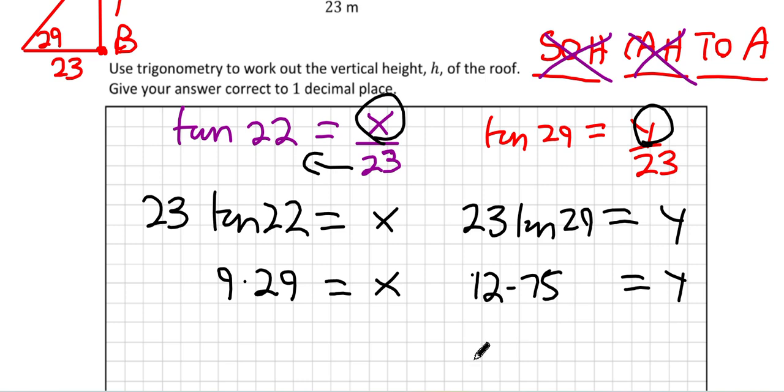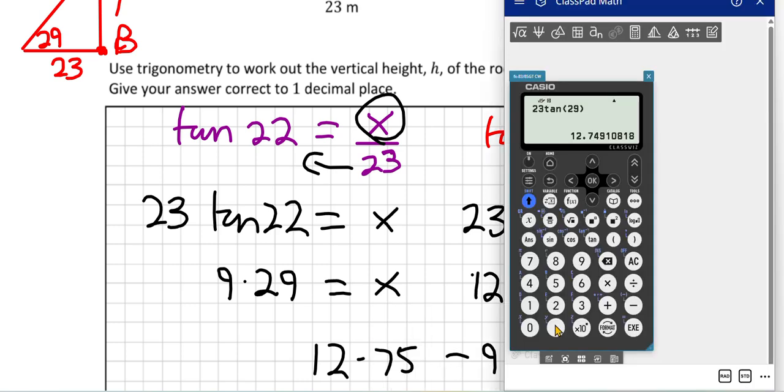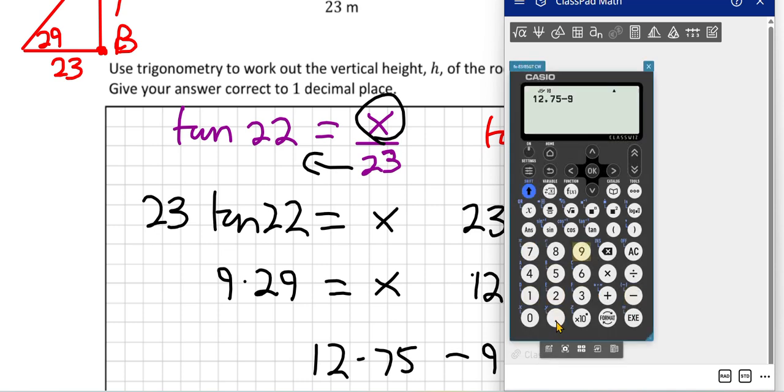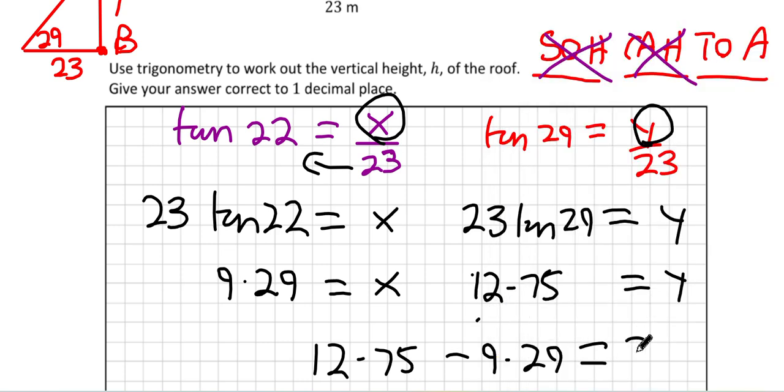What's the difference in height between the two of them? 12.75 take away 9.29. So what you say? 3.46 if I put the format into decimal. 3.46. So it's 3.46 meters. Okay.